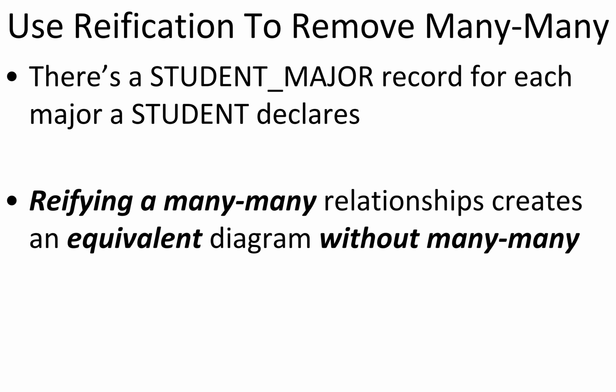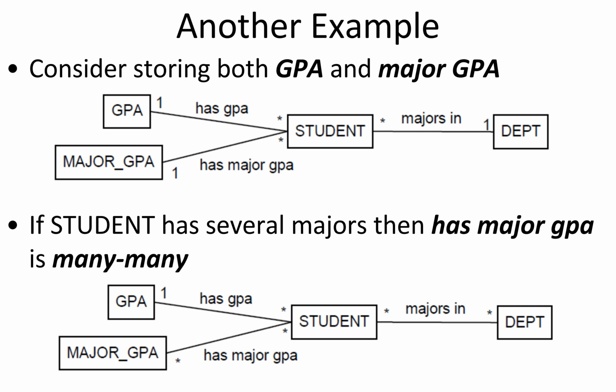Right, so eventually what you end up with is you remove all many-to-manys and convert them into multiple one-to-many relationships. So here's another example. In the original case, you had one department having many students, right? And in that case, one student had one major GPA, but what if that student could be enrolled in multiple departments?